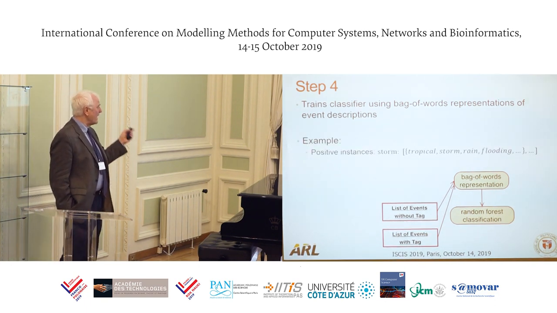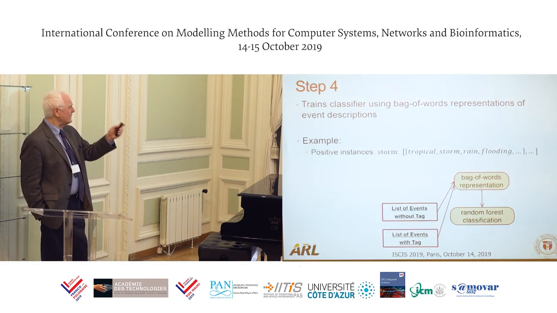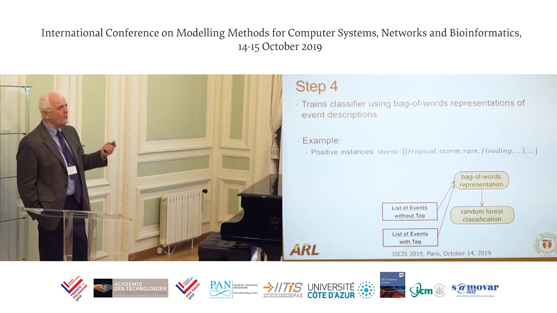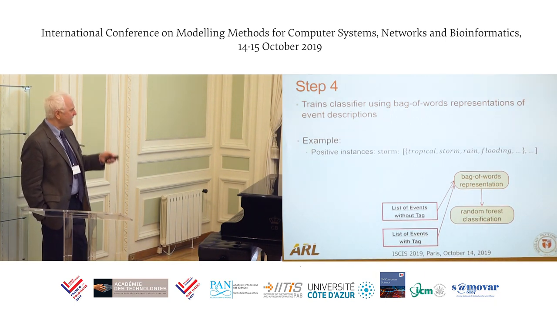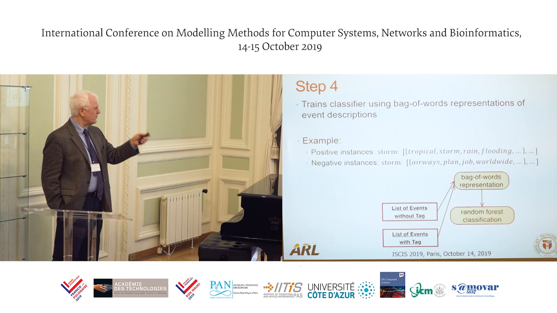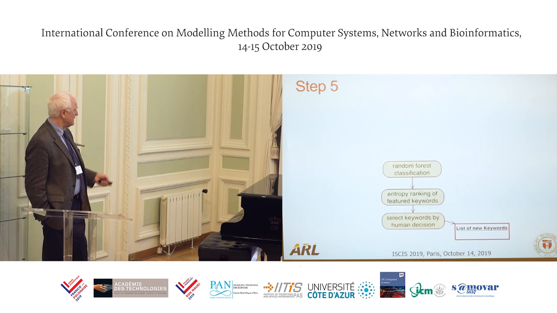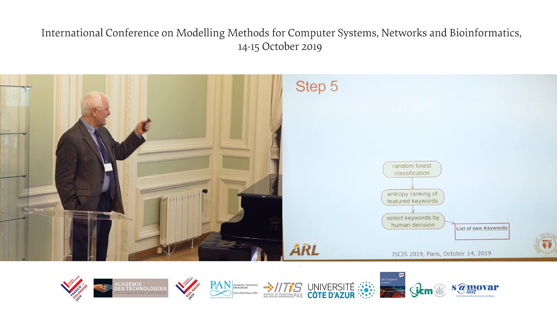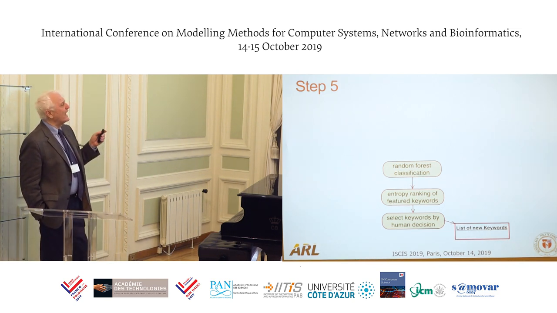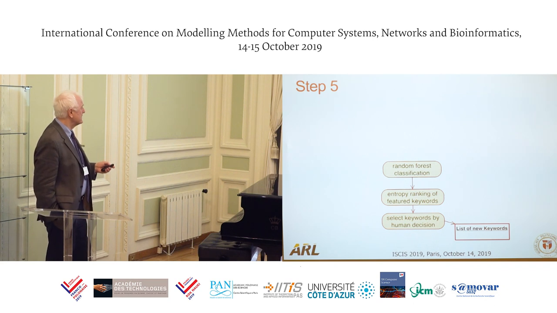For example, once we have positive instances for storm, we see that it's tropical, storm, rain, flooding, and so forth, and we check how often they repeat, and then either add them or not to the new list. Negative instances, airways, plane, drop, worldwide, and so forth, would also be added. And in step five, the final stage, random forest classification, we rank the feature keywords by entropy and then select keywords by human decision. This is why it's supervised.